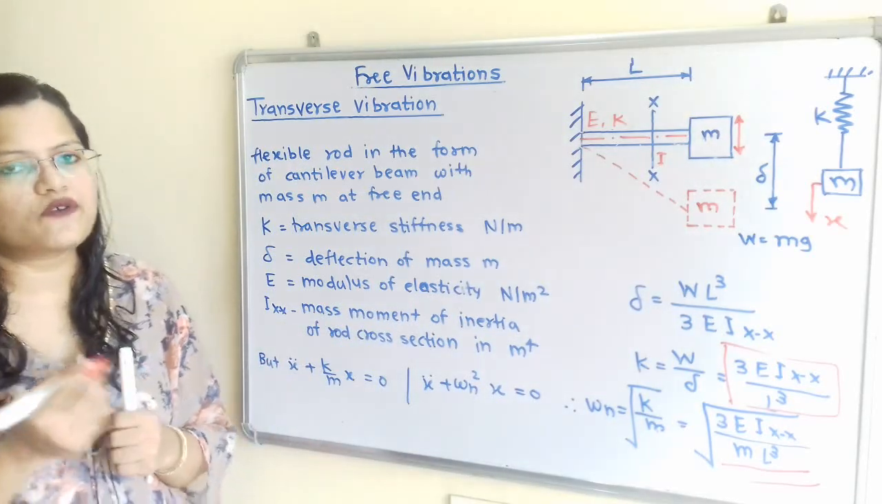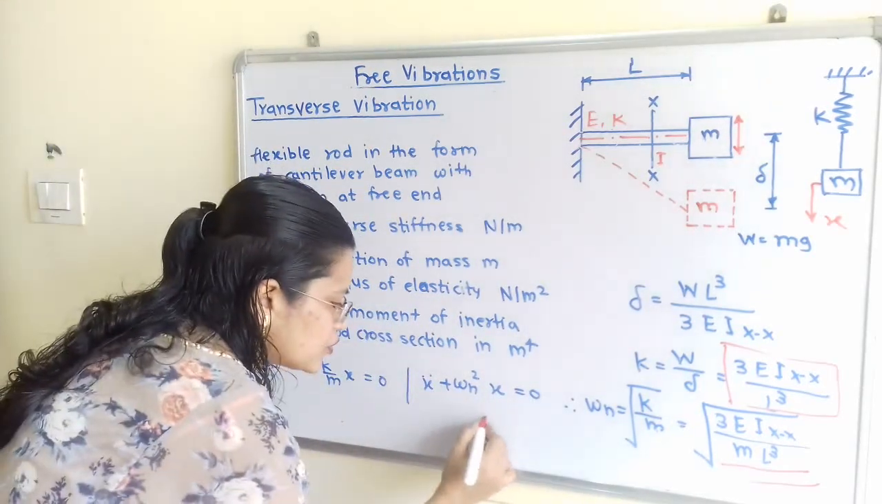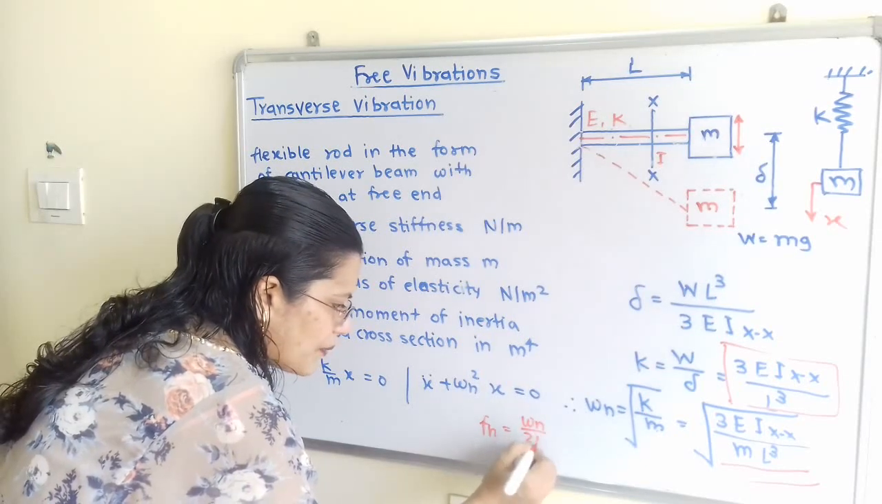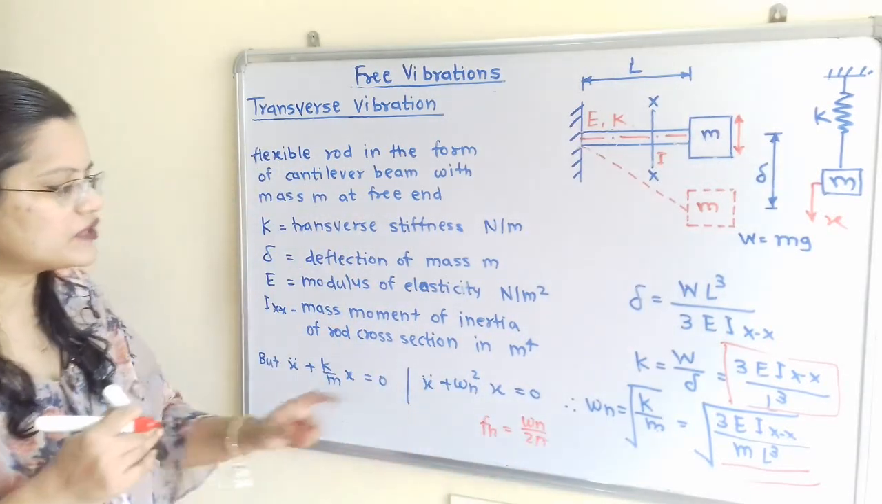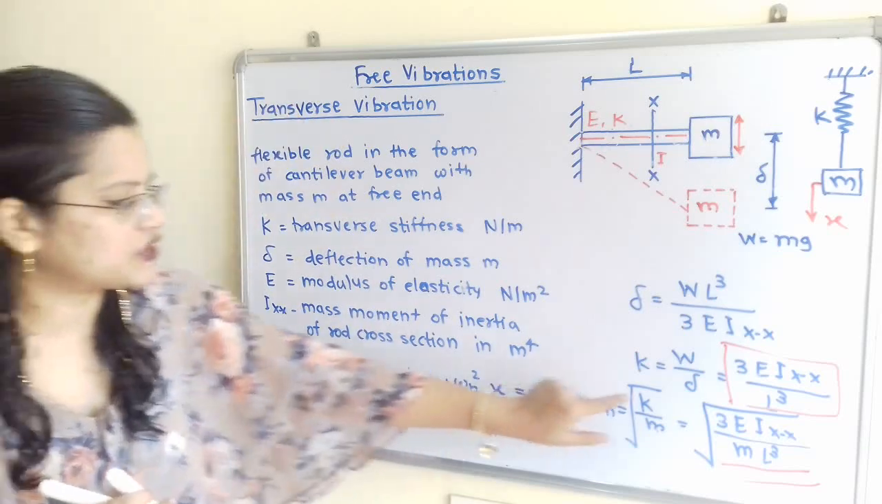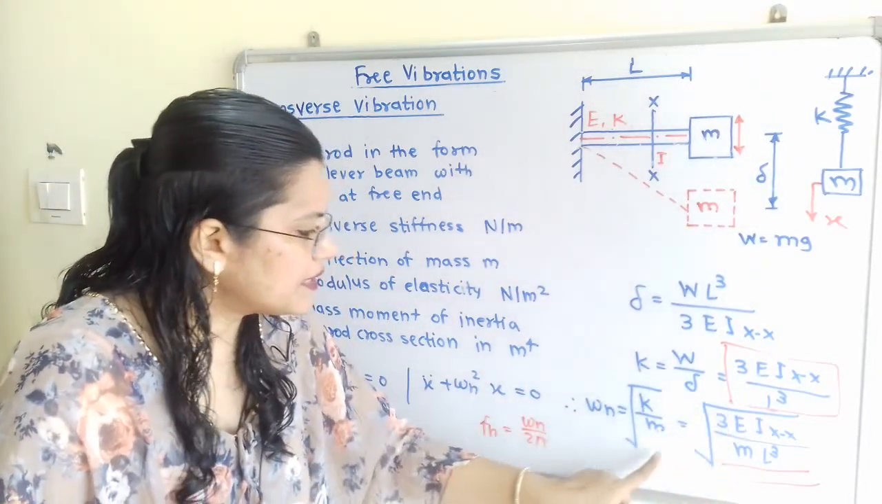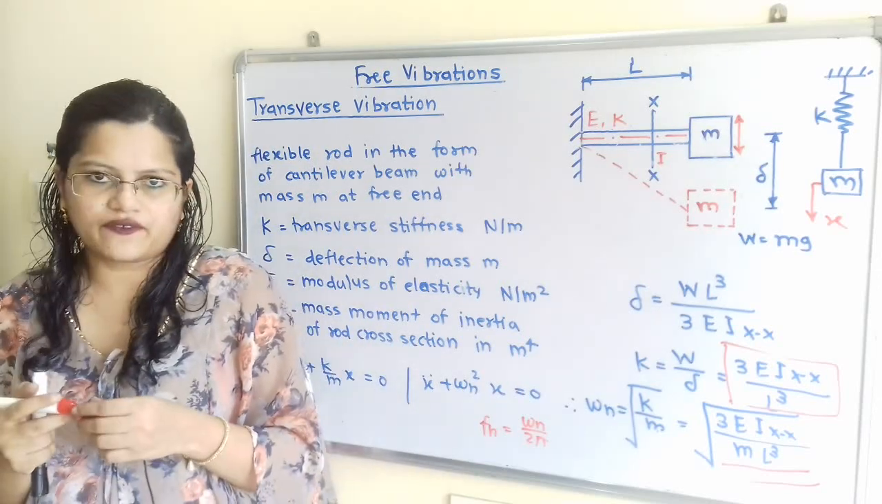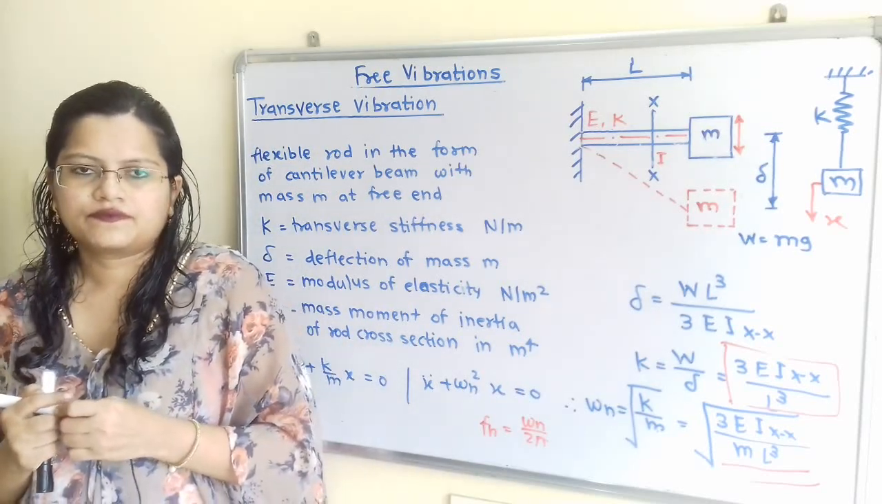Now how to find out the natural frequency Fn? We have the formula Fn is equal to omega n by 2 pi. So for the transverse vibration we have to simply write this under root term divided by 2 pi, and it is the formula for the natural frequency.